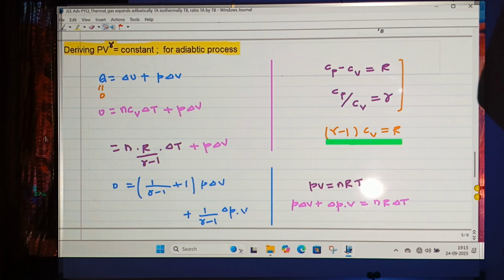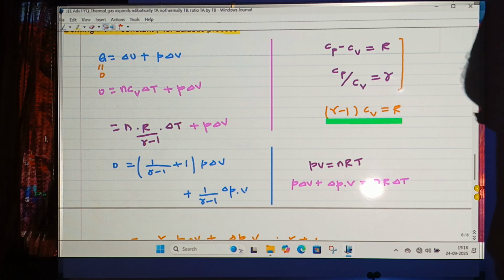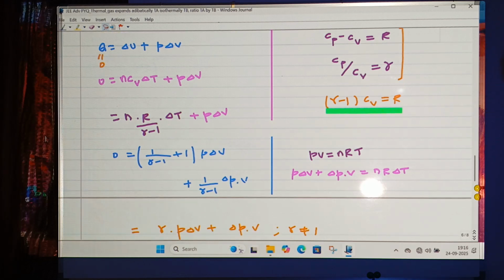So I have to eliminate delta T, or I can eliminate nR delta T. nR delta T is here. The same thing I have here. So instead of nR delta T, I can write P delta V plus delta P into V. So the left side is 0. So P delta V, I have 1 here and then by gamma minus 1. So nR delta T is P delta V plus delta P into V. So if you put that there, I'll get P delta V by gamma minus 1 and here one more P delta V. So that's plus 1. And then this second term, delta P into V by gamma minus 1.